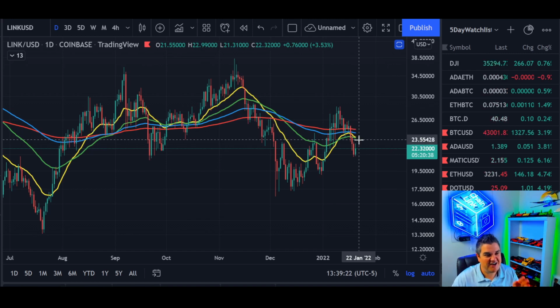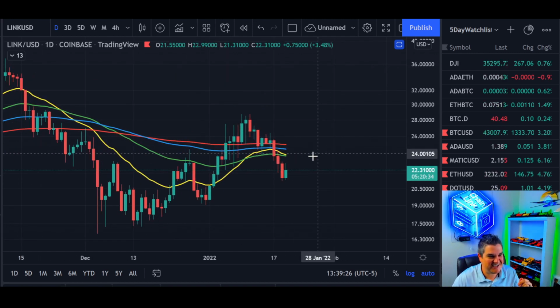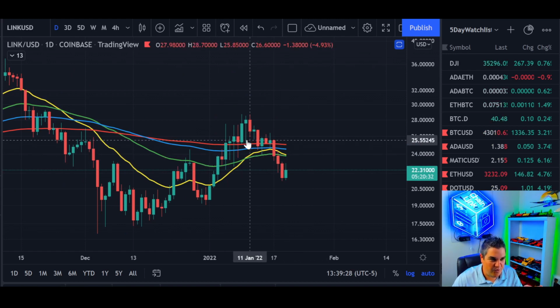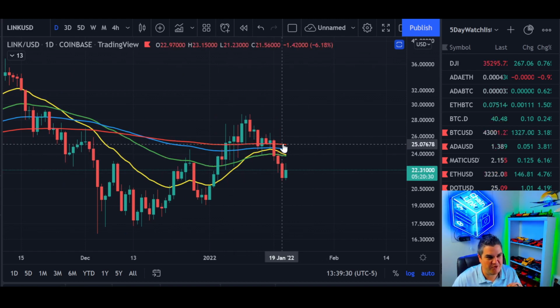Let's get to it. Daily chart, moving averages. Let's get zoomed in here. What do we got? Well, our 200-day moving average is in the red. Our 100 is in the blue. Our 21-day is in the yellow. And our 50-day is in the green. Is this good or bad?